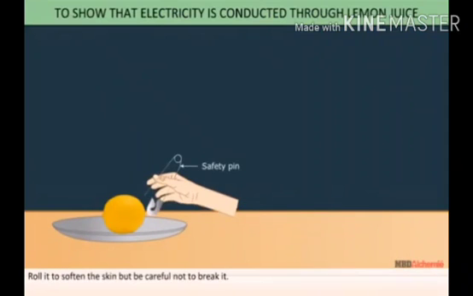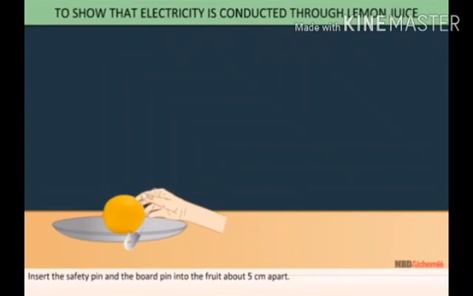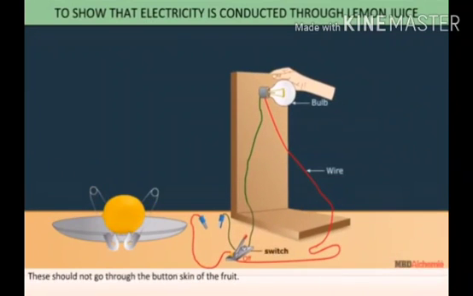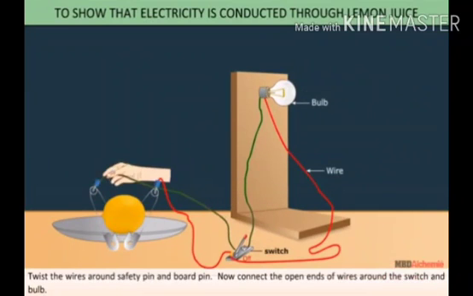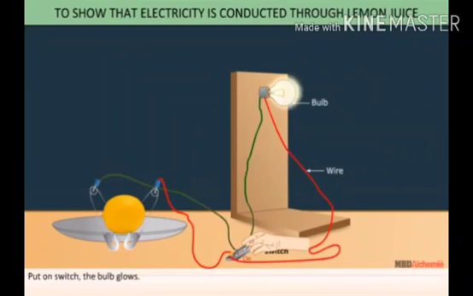Take a lemon. Roll it to soften the skin, but be careful not to break it. Insert the safety pin and the board pin into the fruit about 5 cm apart. These should not go through the skin of the fruit. Twist the wires around the safety pin and board clip. Now connect the open ends of the wires to the switch and bulb. Put on the switch. The bulb glows.